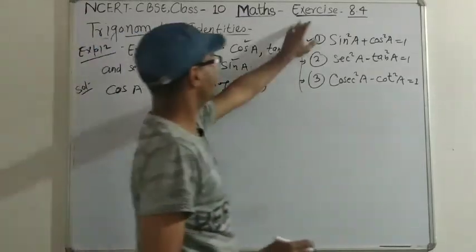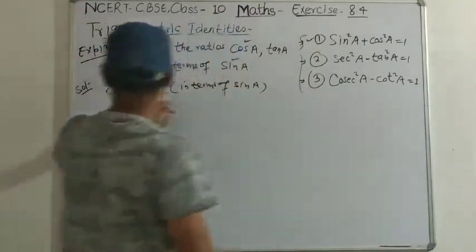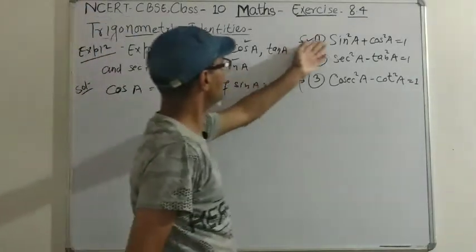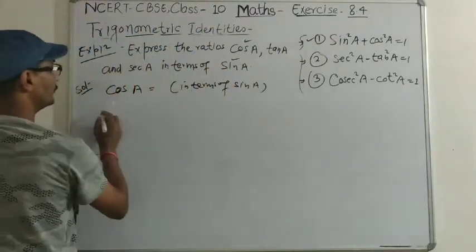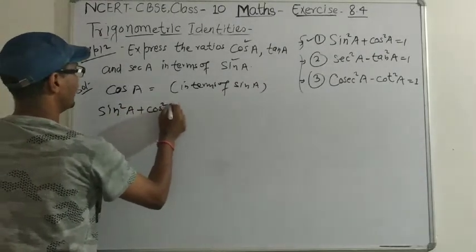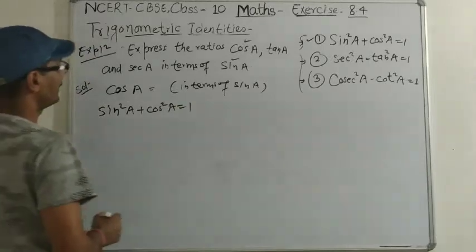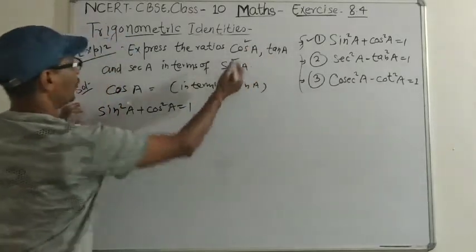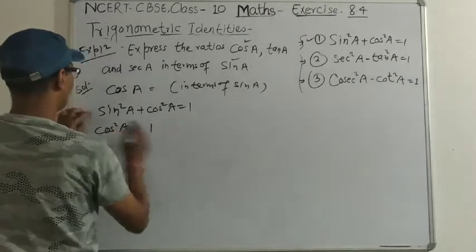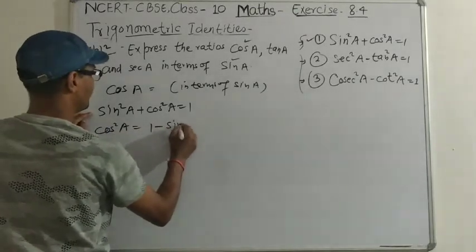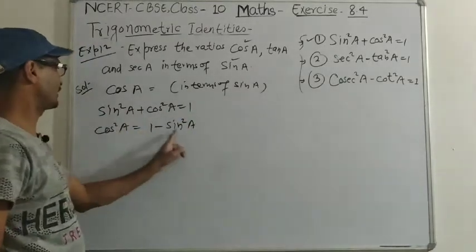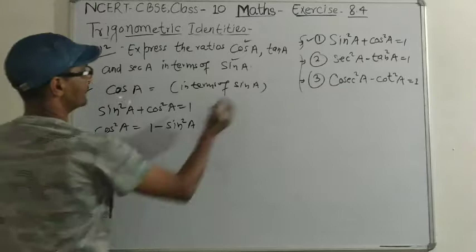So we have three identities. Here we have to look at one of the three. Where is cos a? So definitely we use identity number 1. We know that sin square a plus cos square a equal to 1, and we have to find cos a. So first we write cos square a equal to 1 minus sin square a, as sin square goes to that side and becomes minus. The answer we need is in terms of sin.